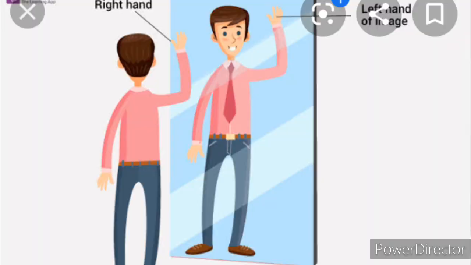I think you all know about lateral inversion. So now I am going to say in depth about lateral inversion. In the image formed by a mirror, the left of an object appears on the right and the right of an object appears on the left. So this is known as lateral inversion.